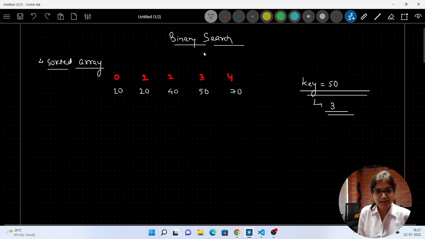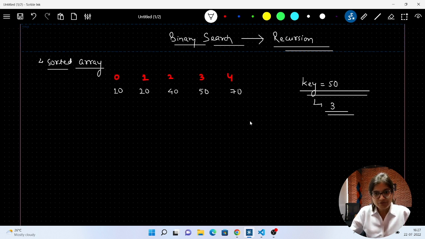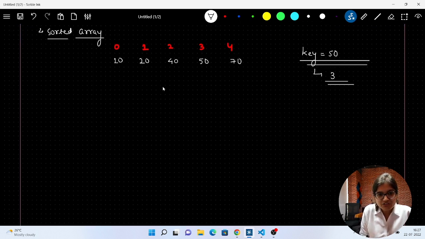Now here, try to understand how this binary search will work. As I told you, we will try to do the implementation of binary search using the recursion approach. What is recursion? Now everyone knows, and that's what I want to show you here. Binary search is an application of the concept of divide and conquer. So binary search is an application of the concept of divide and conquer.